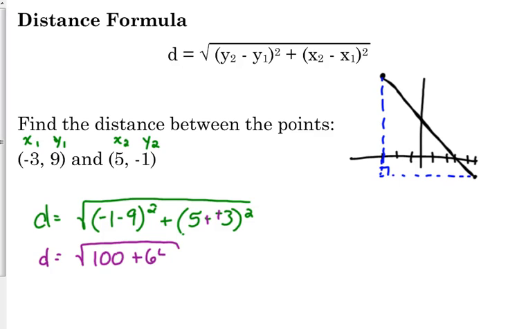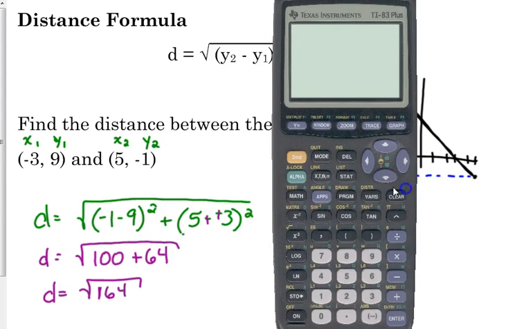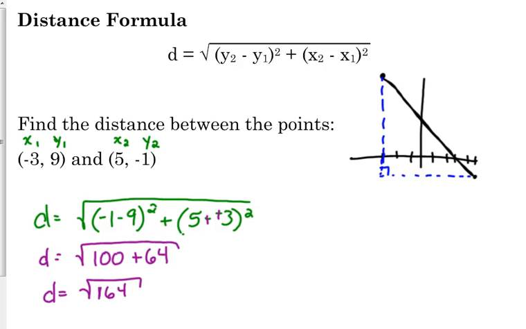Squared is 64. So when you add it to 100, it's 164. That is not a perfect square, I don't think. As soon as I say that it is, let's find out. 164. It's not, okay? The square root of 164 is approximately 12.81.